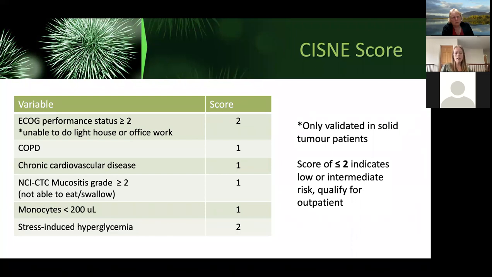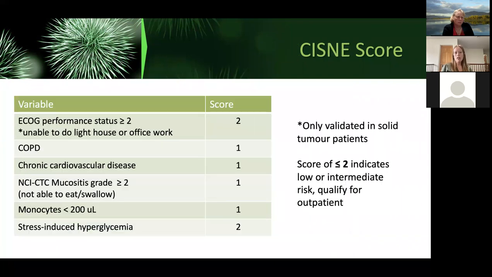So this one looks at the ECOG score, COPD again, chronic cardiovascular disease, a mucositis score, but effectively this translates to not being able to eat or swallow. It looks at your monocytes, and then stress-induced hyperglycemia. And a score of less than or equal to 2 indicates that you're at low risk for severe complications and would qualify you for an outpatient approach to management of neutropenia.